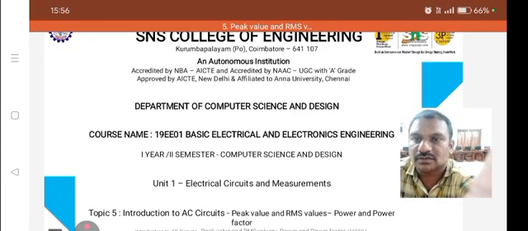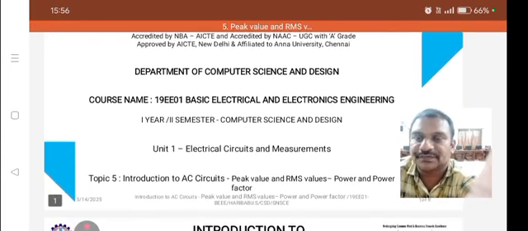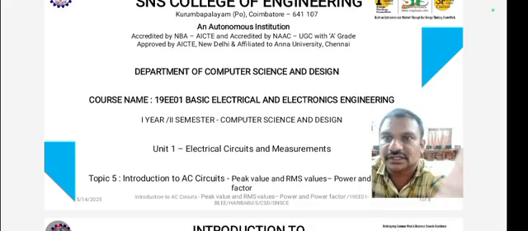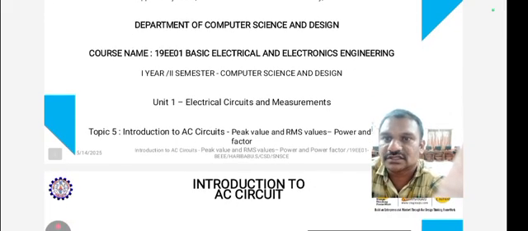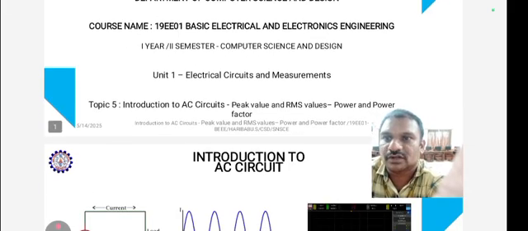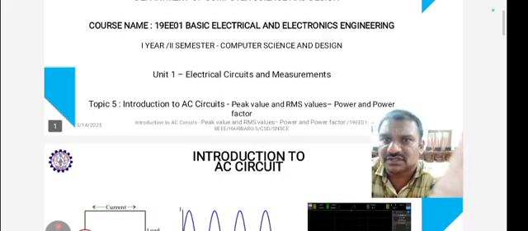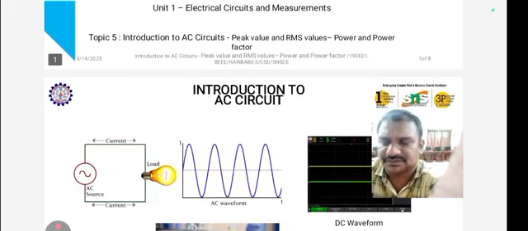Now the subject is about basics of electrical and electronic engineering, and this is for the first year second semester, unit 1 electrical circuit and measurements, where topic 5 is the introduction to AC circuit, peak value and RMS value, power and power factors.